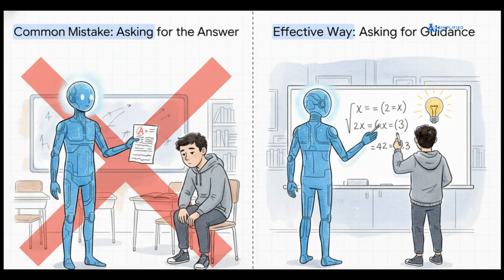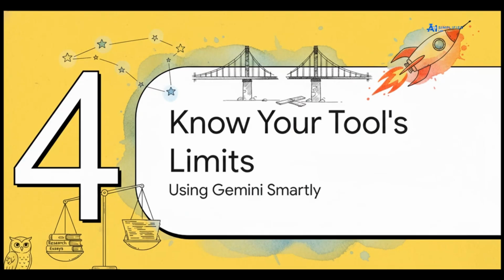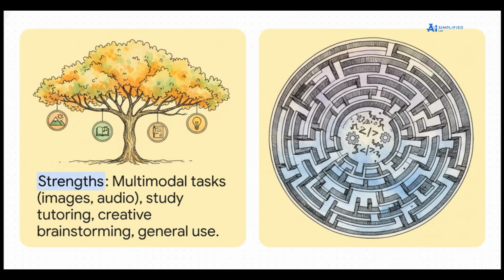Okay, but let's be real. No tool is perfect. And being a smart user means knowing a tool's strengths and weaknesses. So let's quickly cover how to use Gemini smartly. As we've seen, Gemini is an absolute monster when it comes to multimodal stuff. Mixing images, audio, and text, it's amazing for tutoring and brainstorming ideas. Now, for super complex coding or really deep logical reasoning puzzles, some other models might occasionally do a little better. It's just good to know.